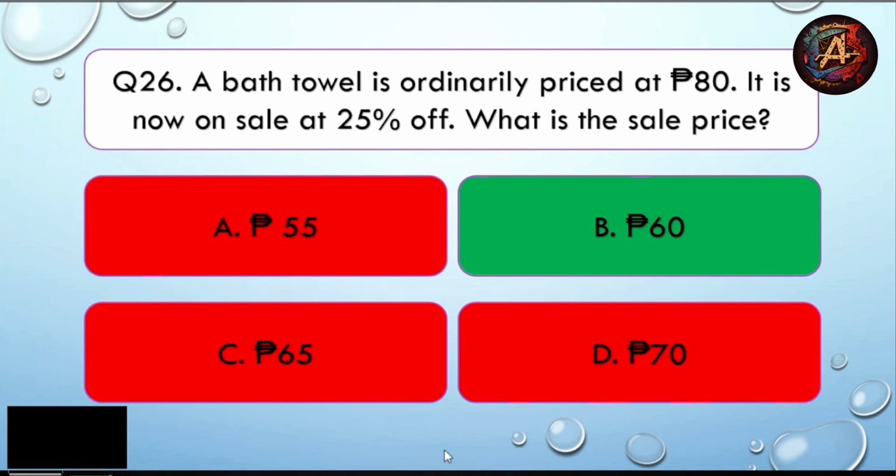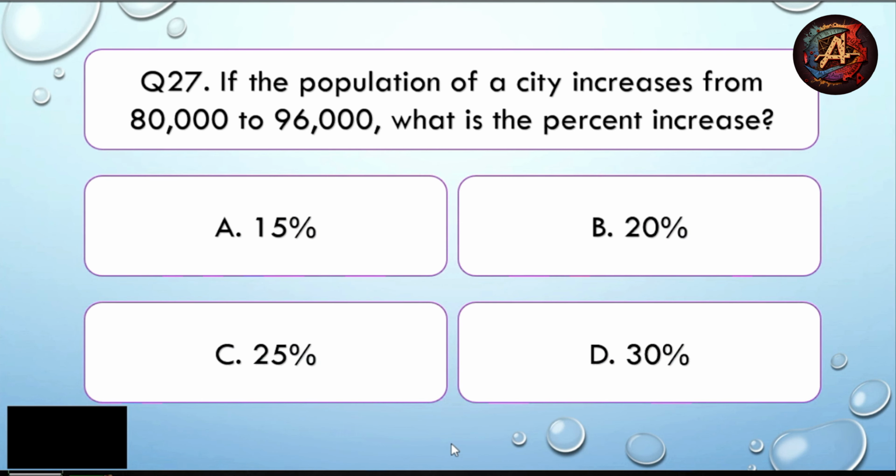Now let us go to question number 27. If the population of a city increases from 80,000 to 96,000, what is the percent increase? Okay, is it A, 15%, B, 20%, C, 25%, or D, 30%? I'll give you 5 seconds.